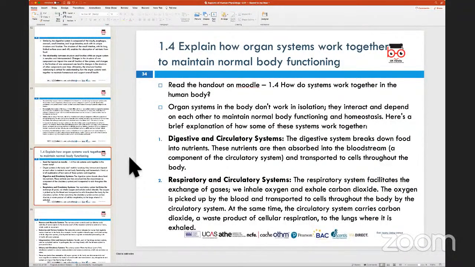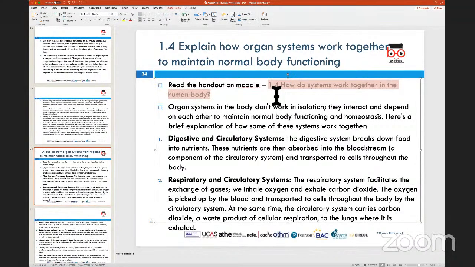So here, what I would suggest is the article which I've given on Moodle, labeled as 1.4, which talks about how systems work together in the human body. That particular article is what you need to read. It talks about how different organ systems in the human body work together to produce coordinated functions so that the human body is able to function normally.